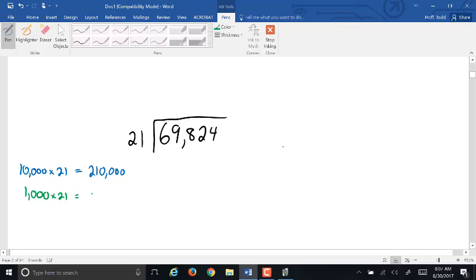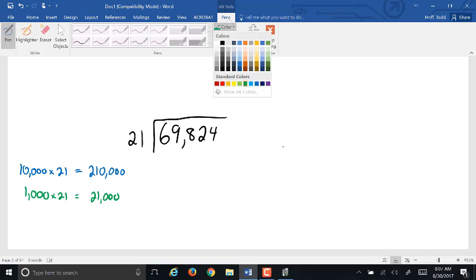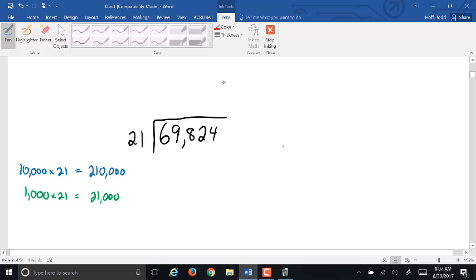1,000 times 21 is 21,000. Can I subtract that? Yes, I can. In fact, I can subtract it more than once. How many times? I could subtract it actually 3 times. 21,000 times 3 would be 63,000. So I'm going to subtract that. I'm left with 4, 2, 8, and 6.